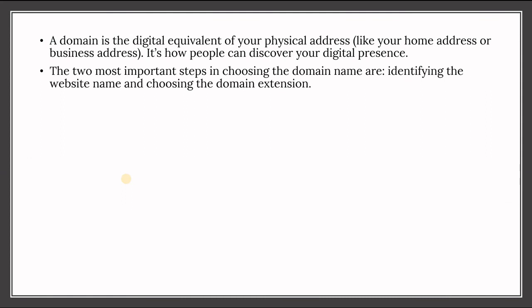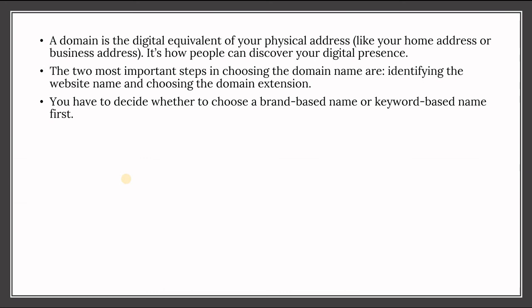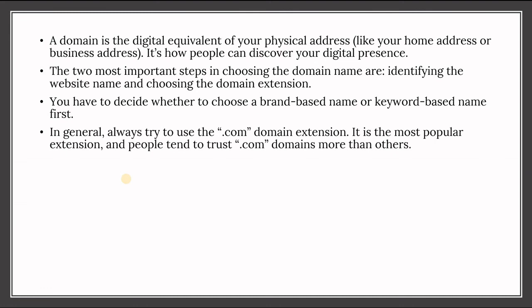And there are two important steps while choosing a domain name. The first one is to identify the website name. The second one is to choose the domain extension. And while choosing a website name, you can think of two different options. You can go with a brand-based name, something like Apple, Google, Amazon, etc. Or you can go with a keyword-based name, something like Passive Engine, Nomadic Mat, Digital Photography School, like that.